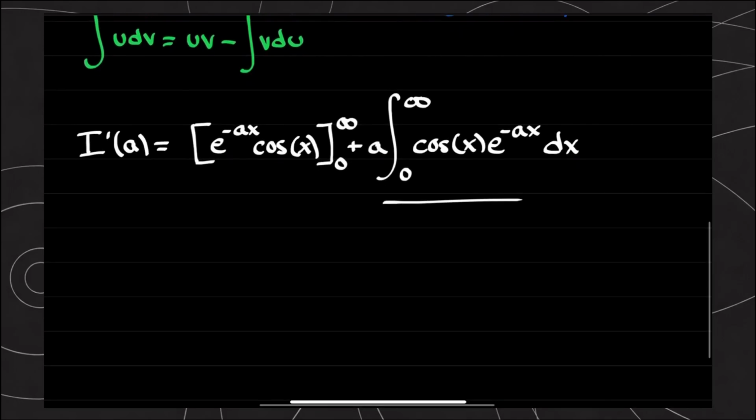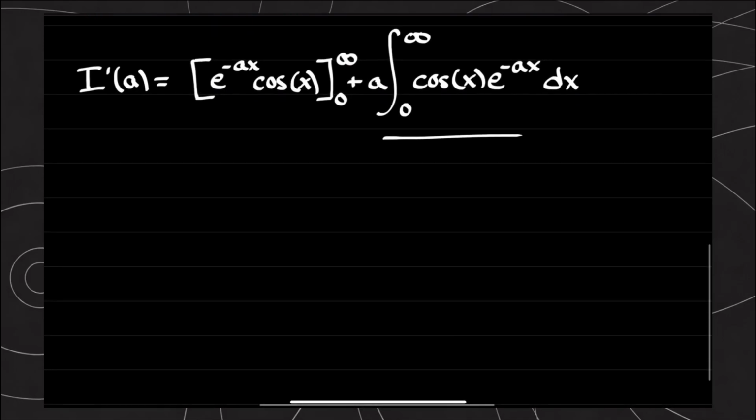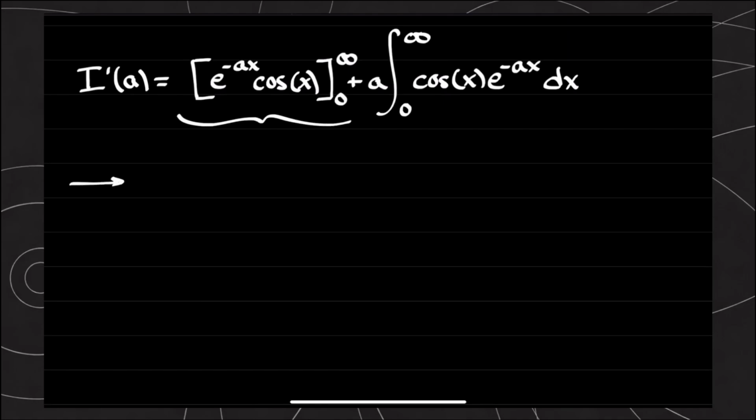Now, before we go ahead and do that, I want to work with the term on the left, which is this uv term evaluated across our bounds. Now, the first thing I want to notice is that e to the negative ax can be rewritten as 1 over e to the ax, because that negative exponent brings it into the denominator, and so the term that we're evaluating across our bounds is actually equal to cosine of x over e to the ax.